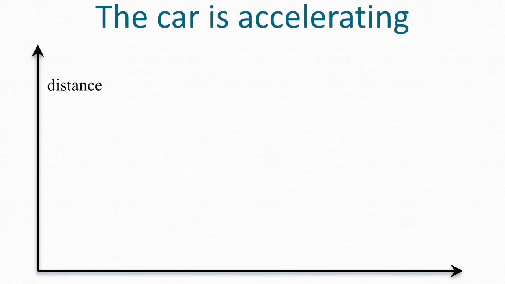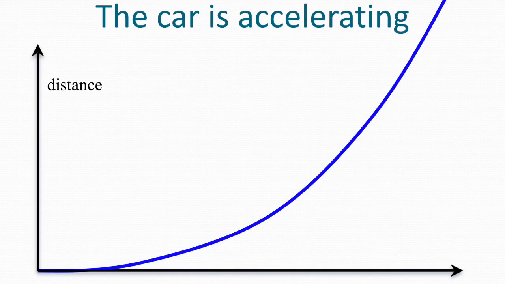I'd now like to ask you to show a car that's constantly accelerating. So think about what's going to happen to the gradient of the car as it gets faster and faster. And here you can see the gradient of the graph is continuously getting steeper because the speed of the car is getting faster and faster.